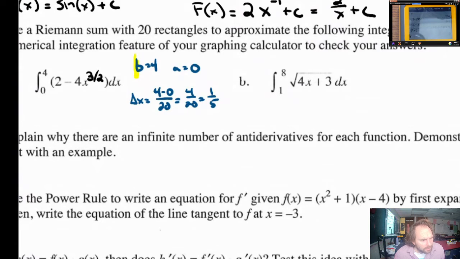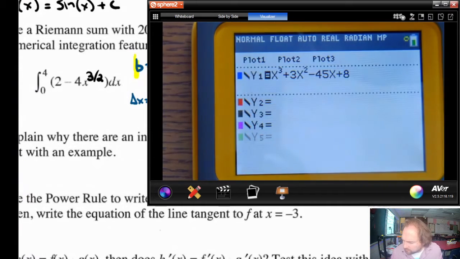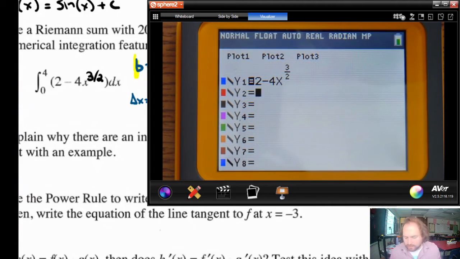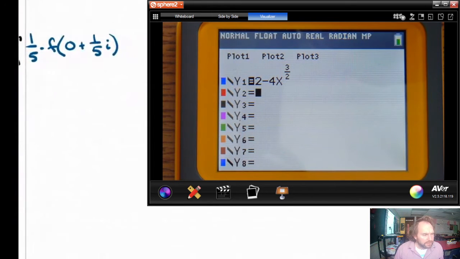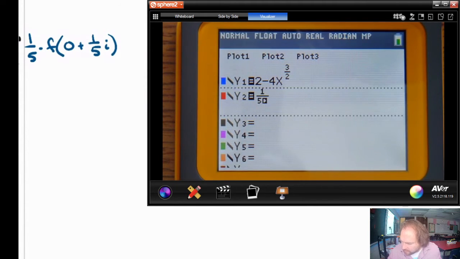Now, as far as how to plug that into the calculator, I think it might be easiest if we just go ahead and use our regular old sigma process. I've been running the problems trying to make this simpler, so I'm not going to try to make it simpler. The function is 2 minus 4 times x, all raised to the 3 over 2 power. And, of course, we want to plug in 0 plus 1/5 I, or in this case, I'm just going to do a fraction and call it 1/5 x.